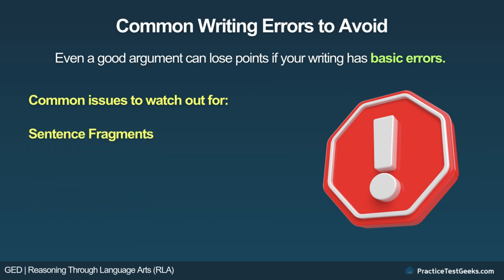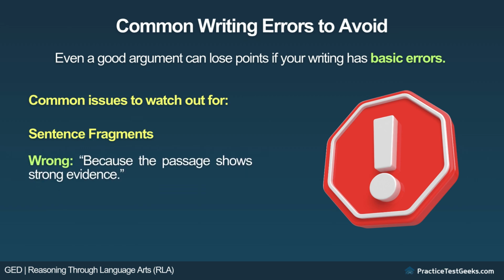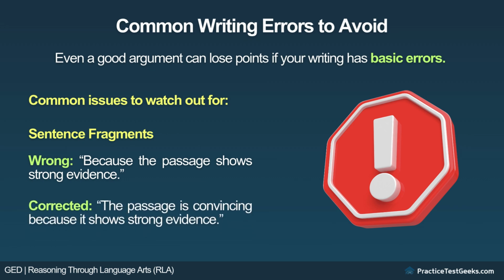Next, sentence fragments. Fragments are incomplete thoughts. To correct them, combine with a main clause or complete the idea. Wrong: Because the passage shows strong evidence. Better: The passage is convincing because it shows strong evidence.